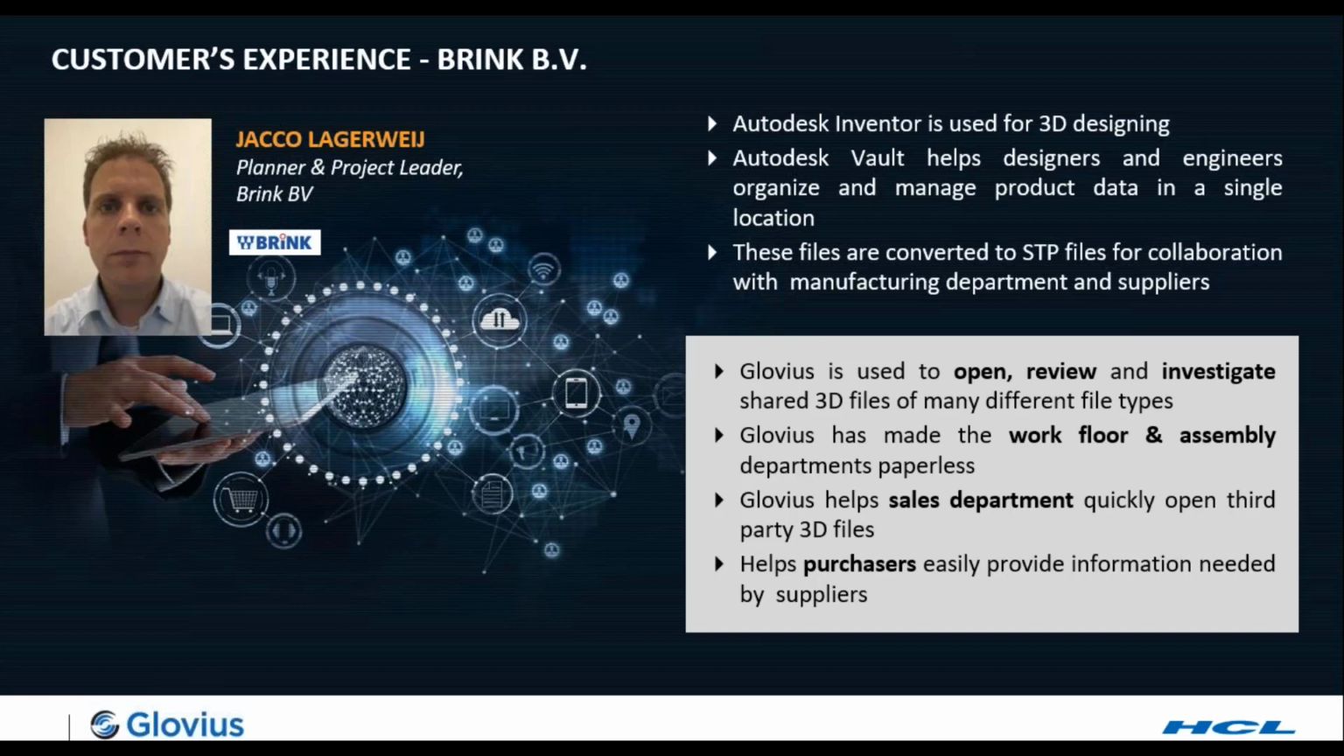Working with Glovius has made our work floor, our assembling department, paperless, and also has given our sales department the opportunity to open and review third-party 3D files, and helps our purchasers to provide information needed for our suppliers or manufacturers. With the Glovius software, one can take accurate measurements, make section cuts. You can hide or show elements, parts in an assembly. You can search for components in an assembly.